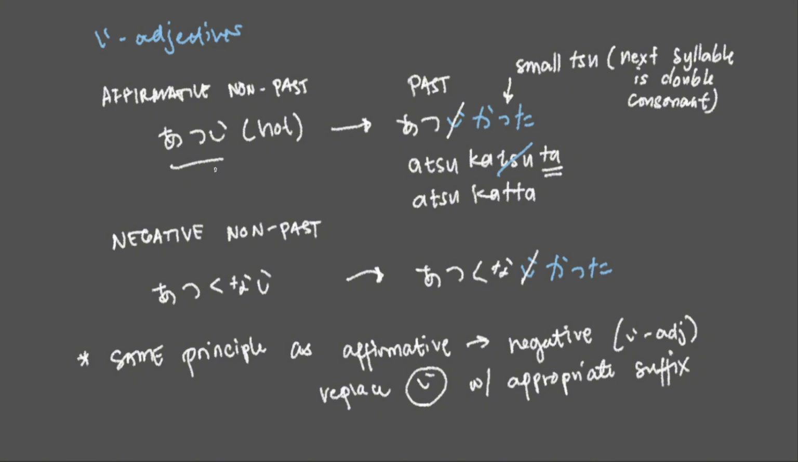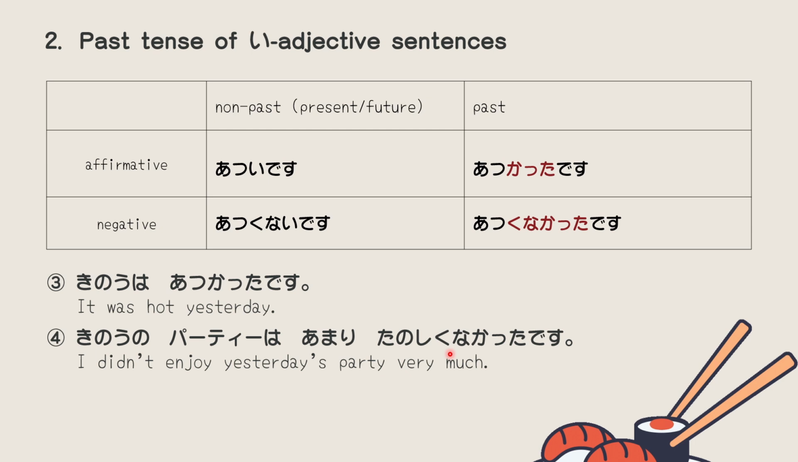Atsu, replace i with kunai. Atsukunai, right? How about when you say it in the past tense? Atsu, replace i with katta. Atsukatta. Atsukunai, make it into past tense, you make it into atsukunakatta. Okay? Atsui, atsukatta. Atsukunai, atsukunakatta. So that is how you make the i-adjective into past tense.